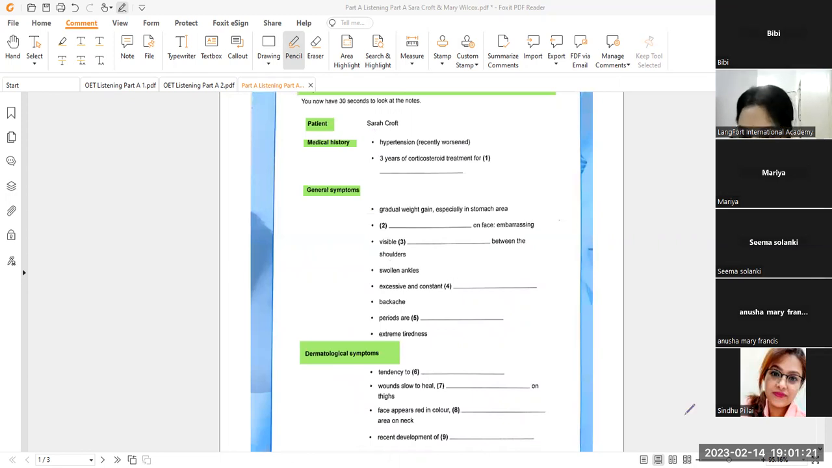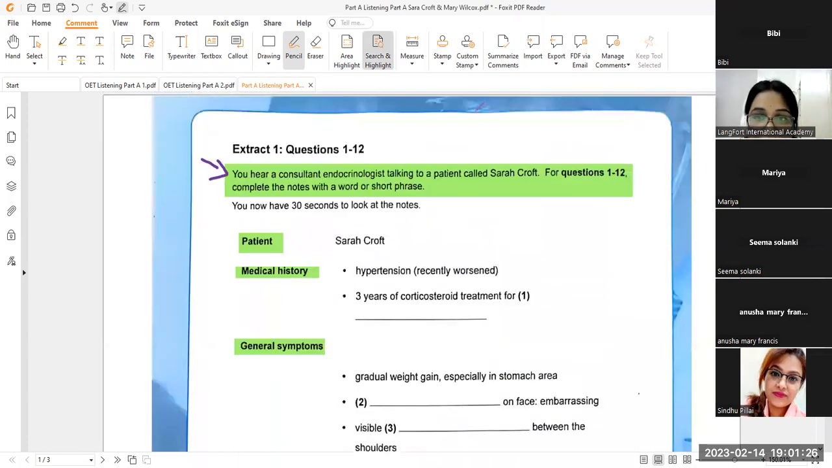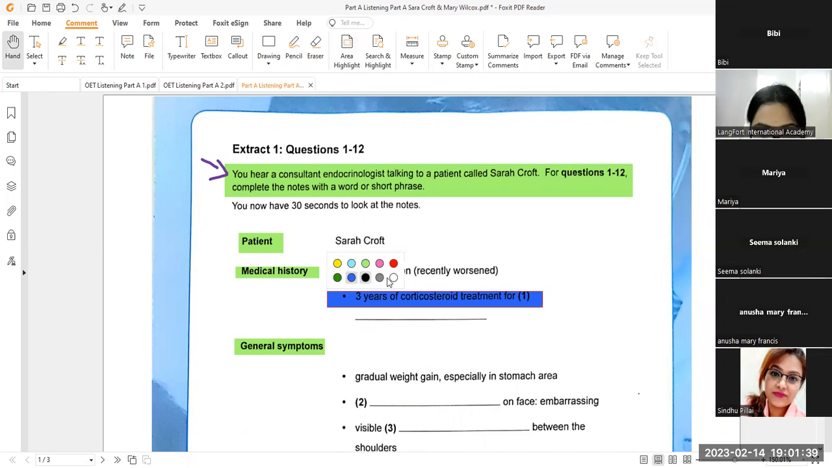Okay, all right. So let's start with the first question for today. Under medical history, the first question. Maria, if you don't mind, can you unmute yourself and read the first question for me? Yes, Maria? 3 years of corticosteroid treatment for dash. So 3 years of corticosteroid treatment for dash.